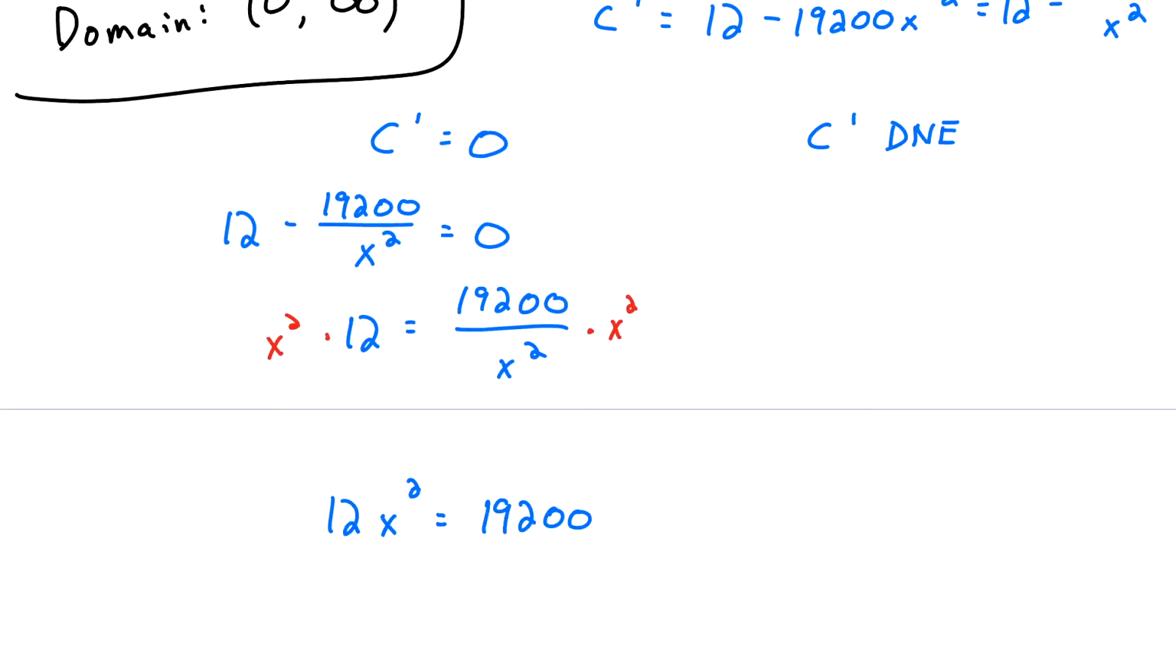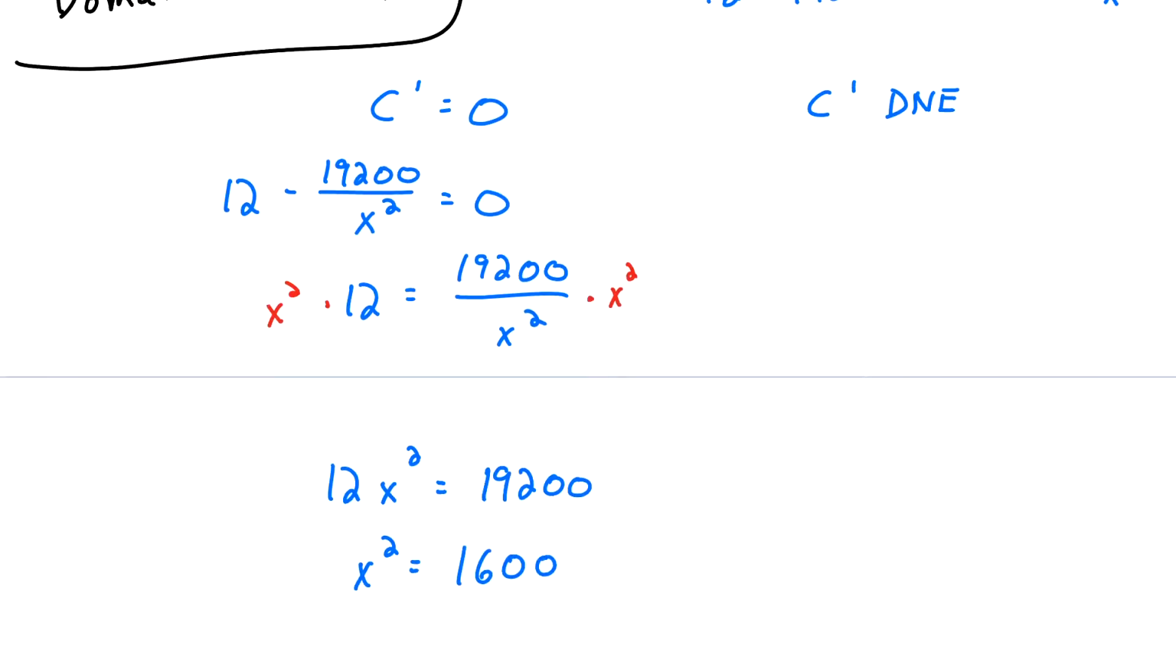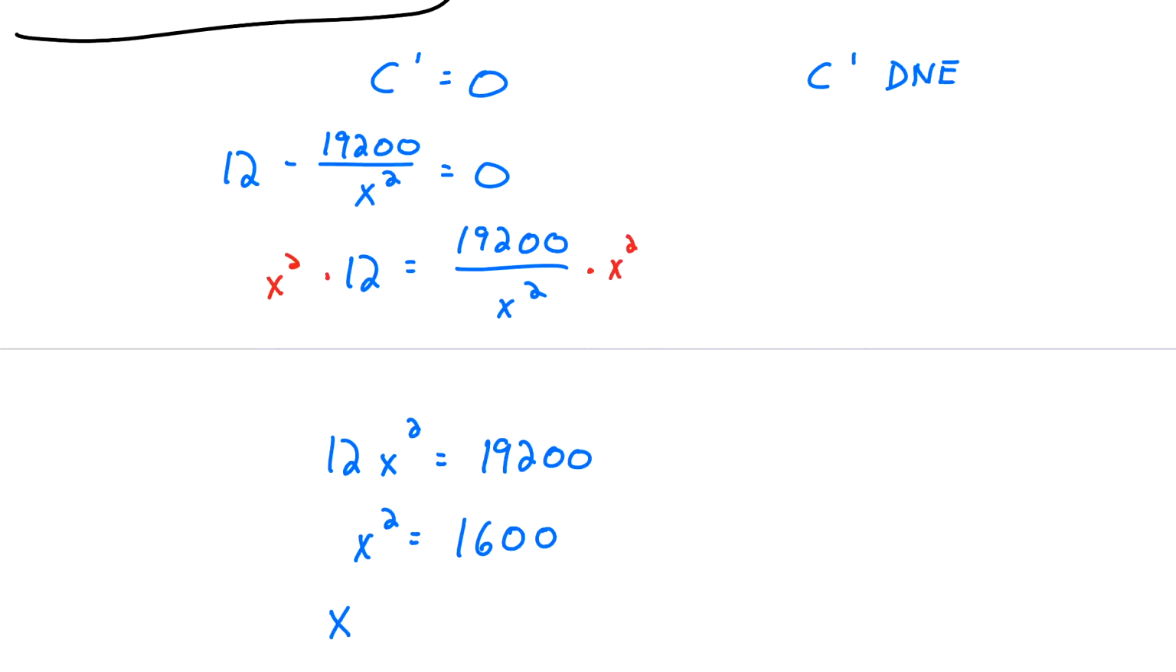I can divide both sides by 12. We end up with x squared is equal to, let me grab my calculator here, 19,200 divided by 12. I have 1,600. And then I would take the square root of each side. I'd actually end up with two critical numbers here. I would end up with positive 40 and negative 40. And actually, let me just double check. I don't want to make a silly mistake here. Yes, I have a positive 40 and negative 40.